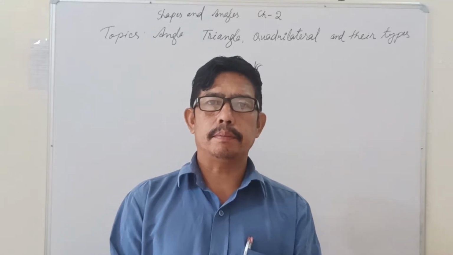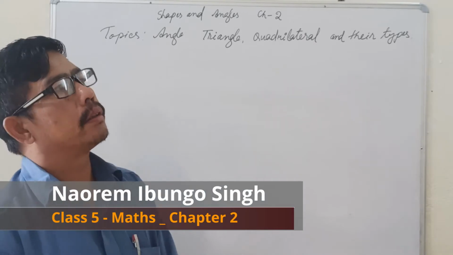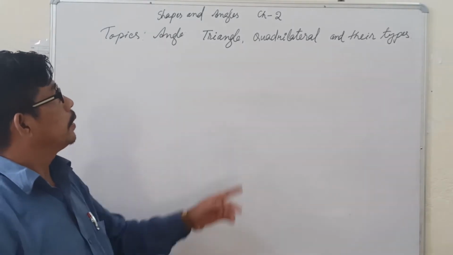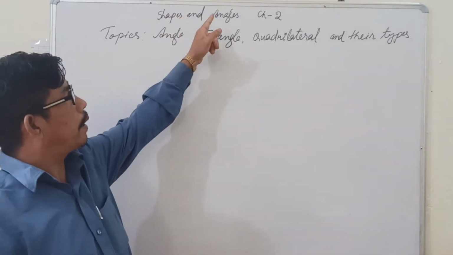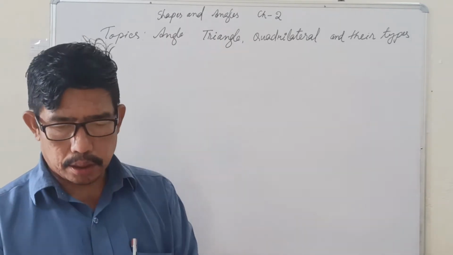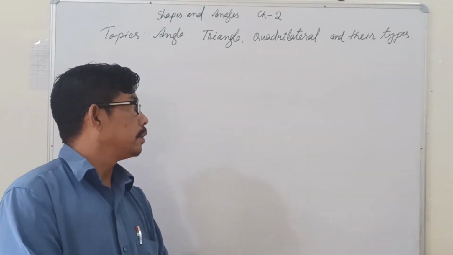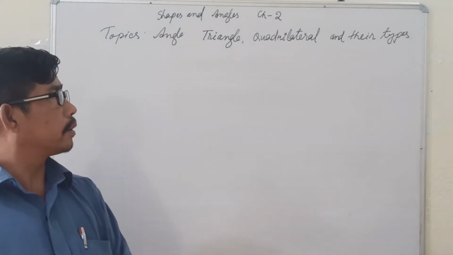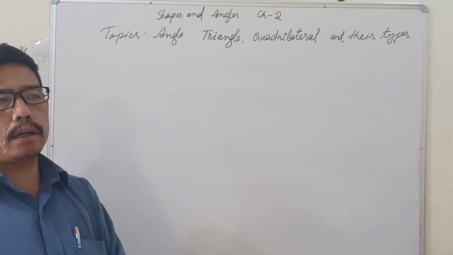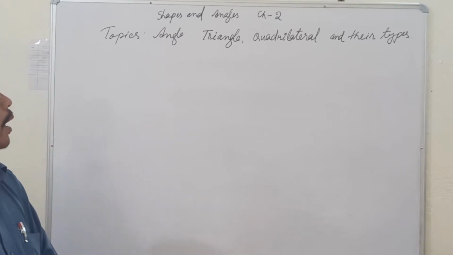Welcome back, dear children. Today let's pick up a new chapter. That is shapes and angles. In this chapter, we shall discuss angles, triangles, quadrilaterals and their types. So let's pick up the first point, angle.